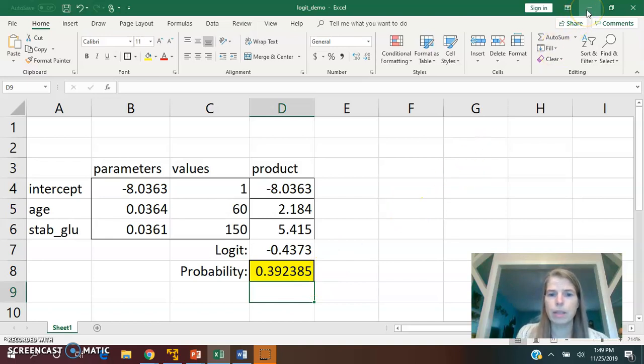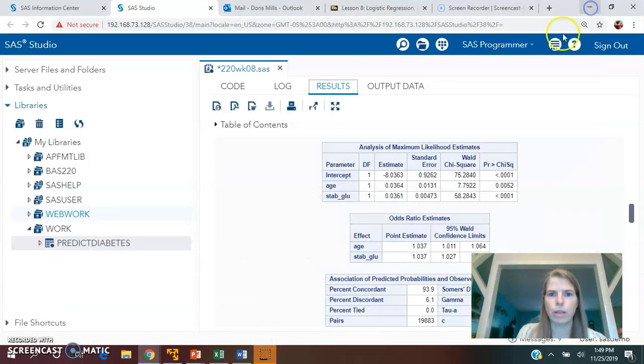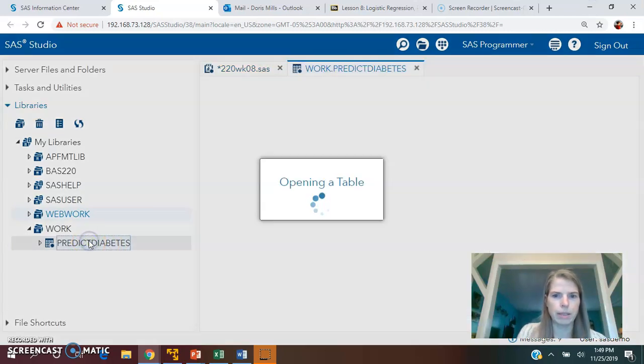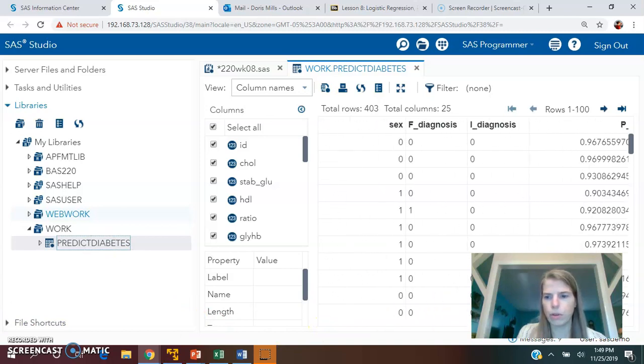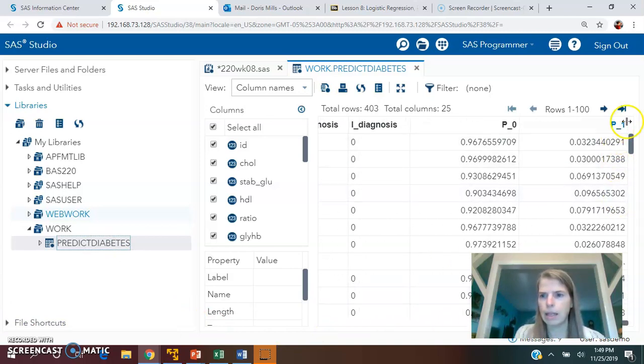So this is the type of work that goes on behind the scenes in SAS. SAS is multiplying these together, adding them up, converting to a probability. Now let's look in that scored data set that I called Predict Diabetes. And I'll scroll way over to the right. This P1 column will contain all those probabilities that I just was computing for that particular observation of a 60-year-old man.